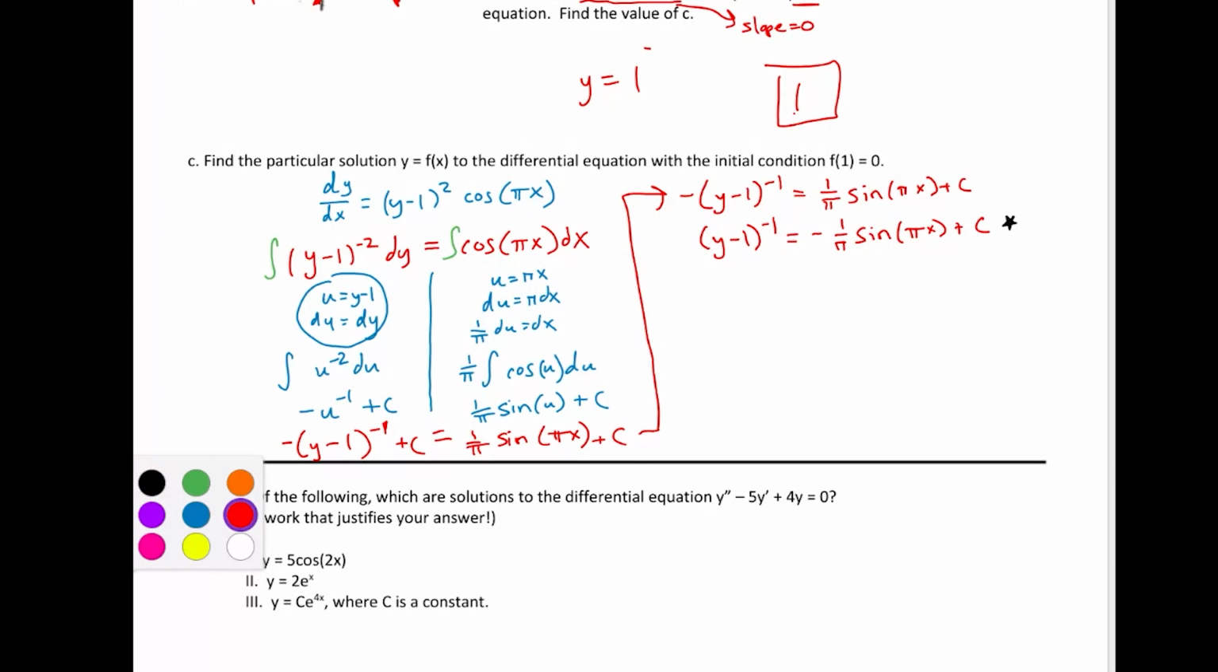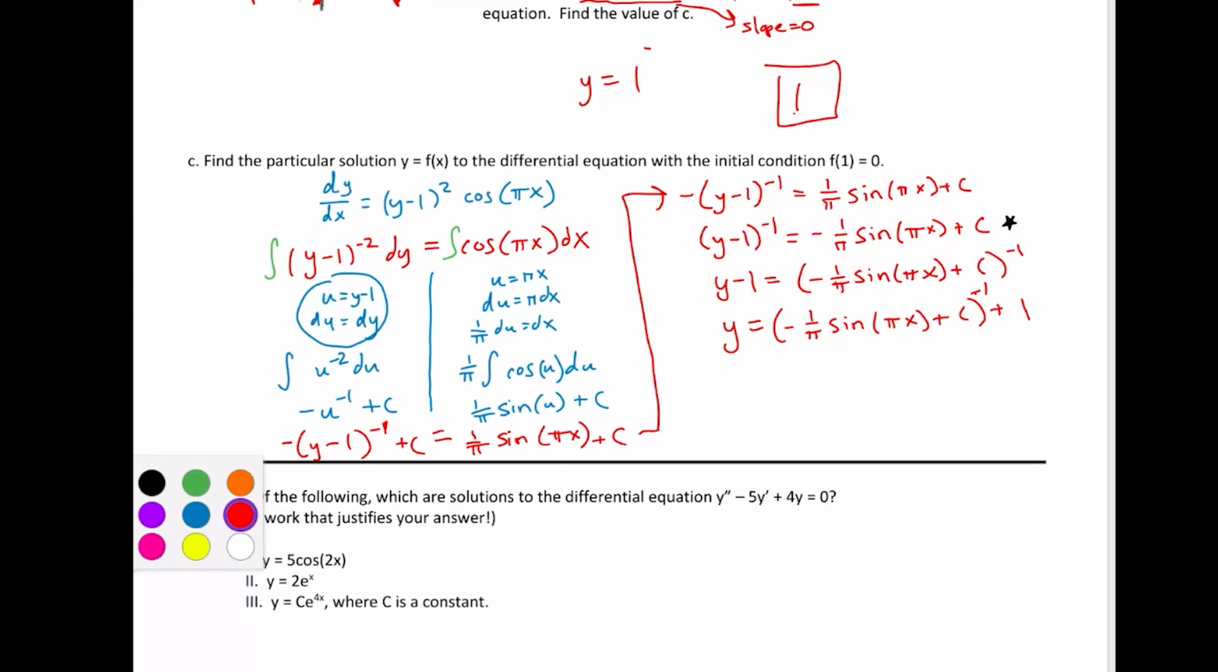So we're going to get rid of that power of -1, we're going to raise both sides to the -1. And that works because whenever you raise a power to a power, you multiply those powers, and -1 times -1 is 1. So we get y minus 1 equals -1 over pi sine of pi x plus c, all that to the -1st power. And then we need to add 1 to both sides. So here's our general solution. Y equals -1 over pi times sine of pi x plus c, all to the -1 power, plus 1. Oh, forgot the little -1 power there.